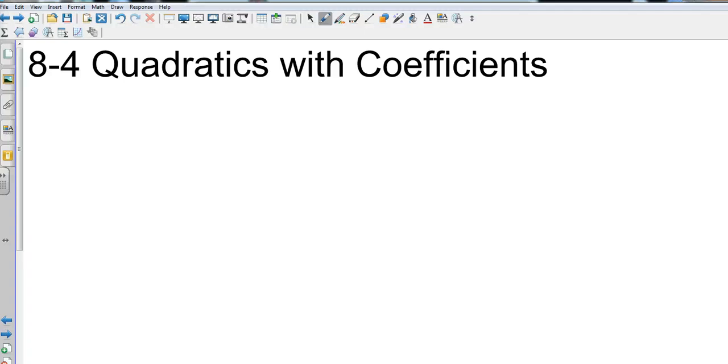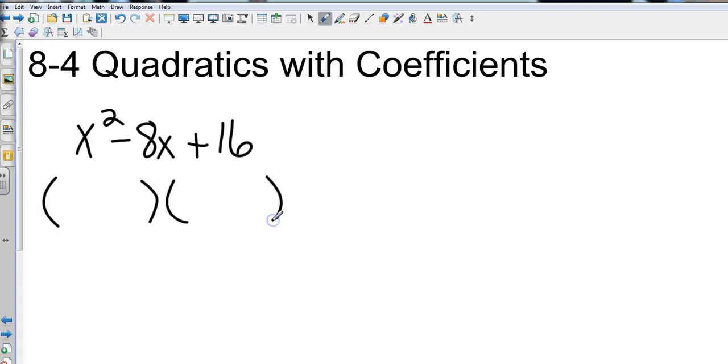All right, Algebra 1, we're at Chapter 8, Section 4, Quadratics with Coefficients. So we have to understand what a coefficient is first. We've been factoring things that look like x squared minus 8x plus 16, where we take two sets of parentheses, fill with our x's, and then we need something that multiplies to get 16 but adds to get negative 8. And just to save some time, that's going to be negative 4 and negative 4. Now the difference with coefficients is there's going to be a number out in front of our x squared.